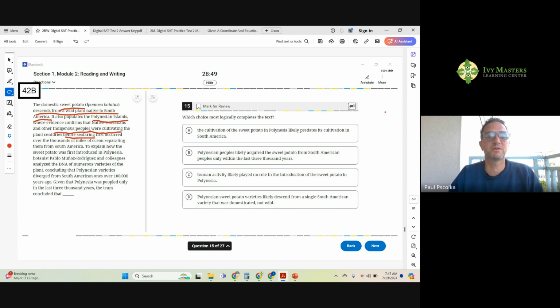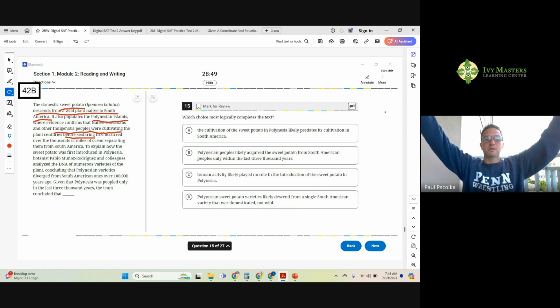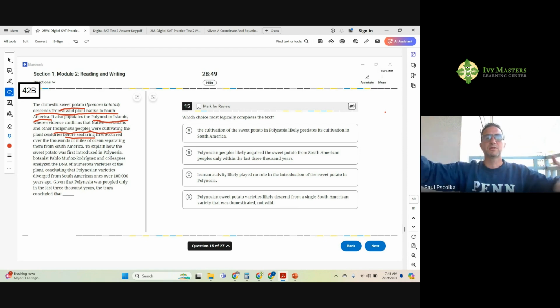All right, so in other words, at this point, you're like, hey, if the sweet potato is in both places, either it sprung up in both places, but it says it's native to South America, so maybe it had to travel across those thousands of miles of ocean somehow.